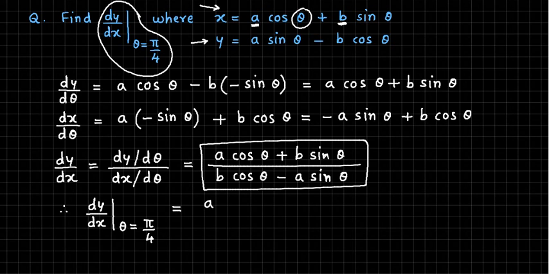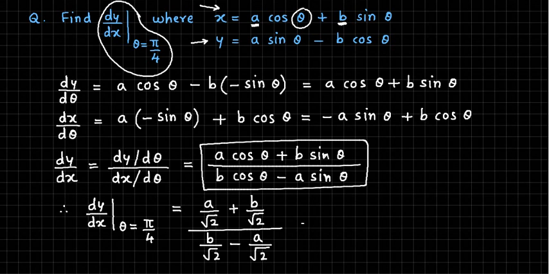So a into cos of pi by 4, which is 1 upon root 2, so that is a upon root 2, plus b into sine of pi by 4, which is once again 1 upon root 2, so that turns out to be 1 upon root 2 divided by b cos of pi by 4, so once again b upon root 2, minus a into sine of pi by 4, which is once again 1 upon root 2. So if we multiply numerator and denominator by root 2, we will get the answer as a plus b whole divided by b minus a. Or if you just want to write it the other way around, we can write it as b plus a upon b minus a. Right.